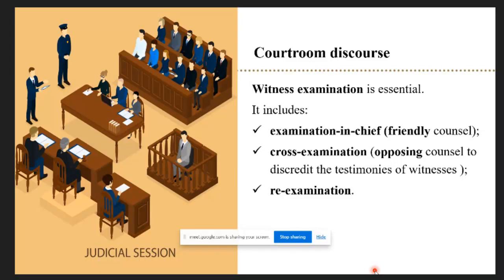Its purpose is just to recall what happened on the days. As for the second group, as you can see on the slide, they want to discredit the testimonies of the witnesses because the evidence is not consistent, and they want to challenge this. And the last one: if the witnesses are not consistent, they're not reliable, so the court may call for a re-examination.